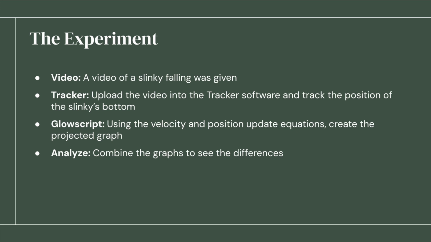I found a video of a Slinky that was falling, so performing an experiment was not necessary. I then uploaded the video into the tracker software. Once the axes were set up, I tracked the Slinky's bottom position frame by frame. This resulted in data that I graphed in Excel. I then used GlowScript to create the projected graph with the velocity and position update formulas. To analyze the results, I put GlowScript's data into Excel and combined the graphs.